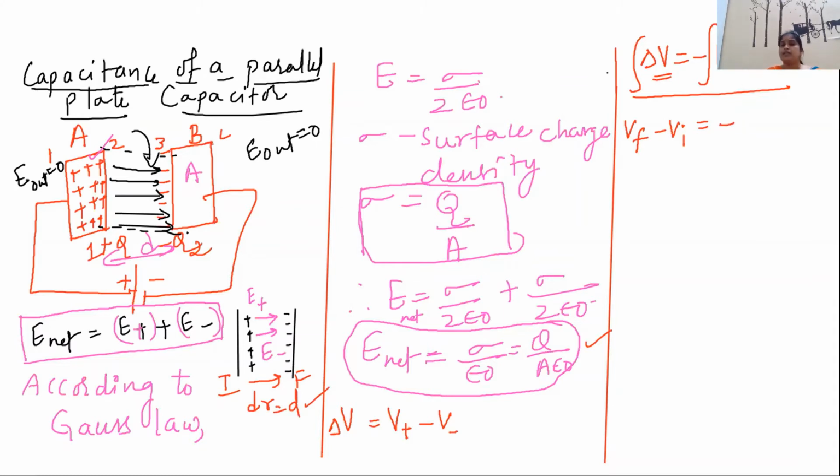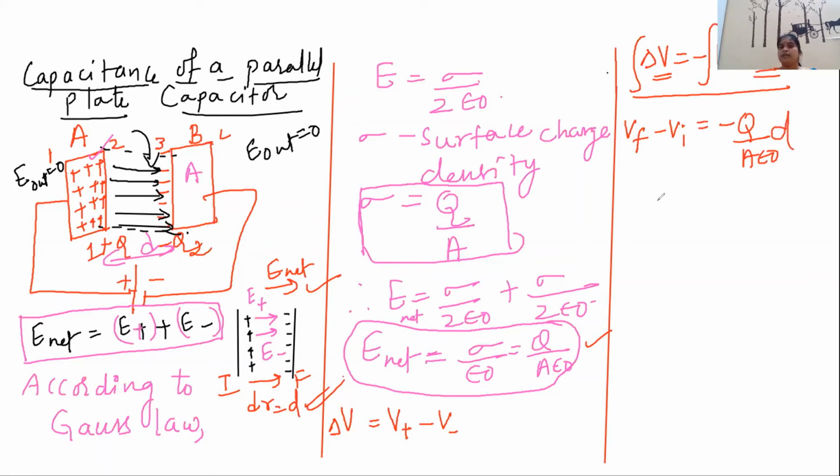Thereby the electric field is Q by A epsilon naught, and the angle between the electric field E net and dr is zero, since they are in the same direction. So cos 0 is 1, and the total integral of dr is nothing but D.